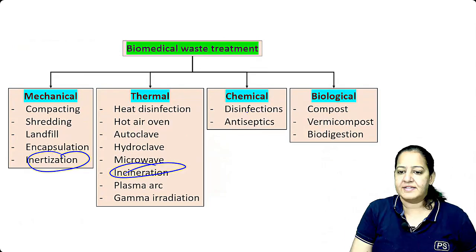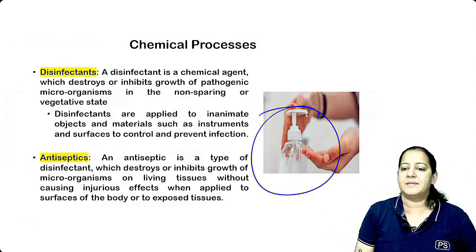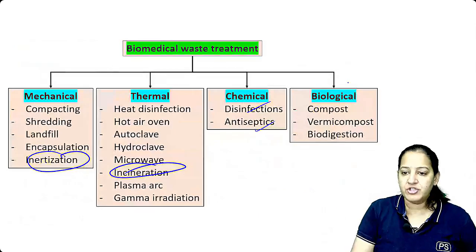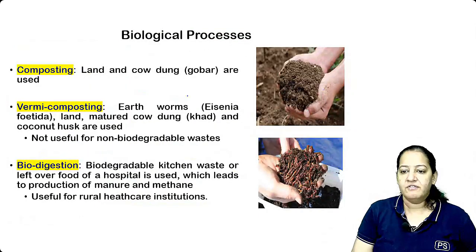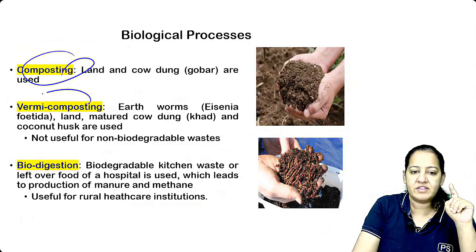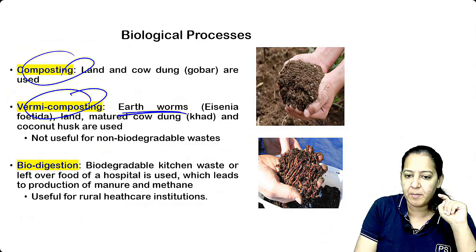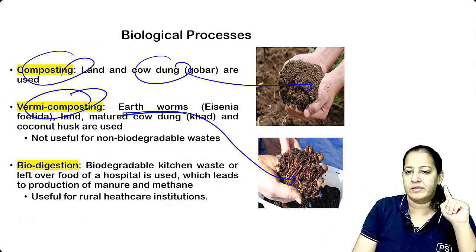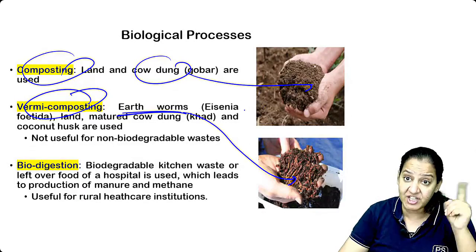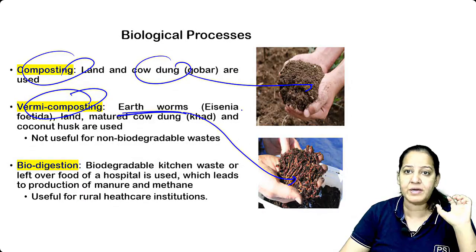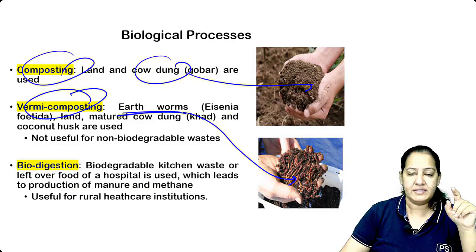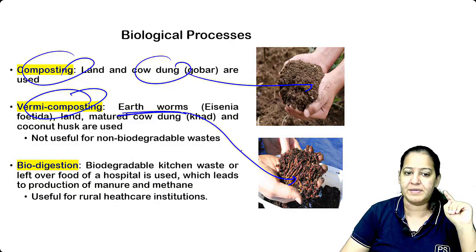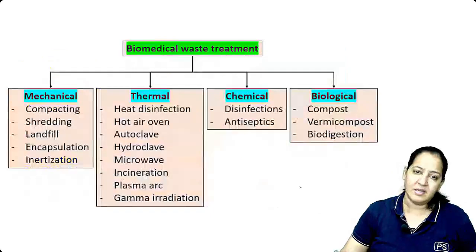ठीक है? That's it. Chemical में you know what are antiseptics. है ना? And biological. The last one is the biological. We are mixing the waste with compost and vermicompost. Vermicompost contain the earthworm. Can you see? Here we are mixing it with cow dung. Mix the waste with cow dung, especially the kitchen waste with the cow dung. गाय की गोबर के साथ mix कर दो. Okay, and that is used for the agricultural purpose. Vermicompost contain the earthworm.